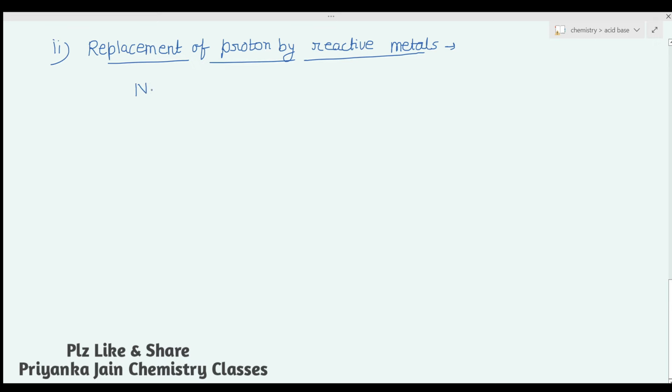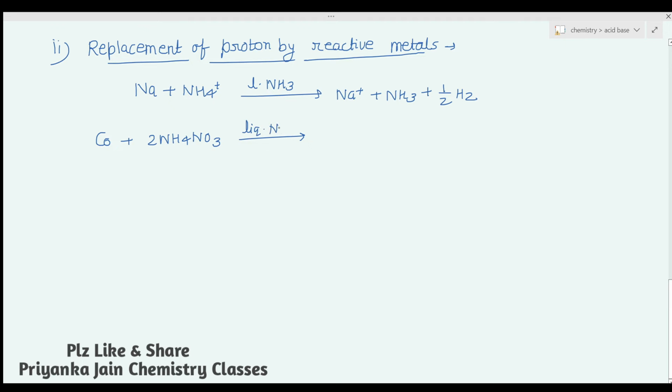For example, Na is reacting with NH4+ in liquid NH3, and it is forming Na+ plus NH3 plus half H2. Okay, similar type of reaction. If we are reacting Co with 2NH4NO3, cobalt metal is treated with ammonium nitrate in liquid NH3, then it is forming Co(NO3)2 plus 2NH3 plus H2.